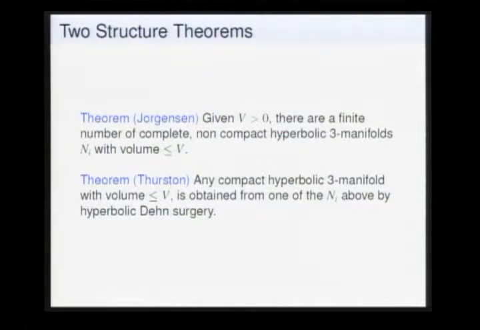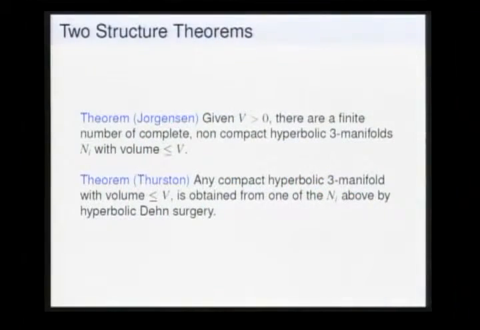Only a finite number. And then the theorem of Thurston says any compact hyperbolic manifold of volume less than or equal to V is obtained from one of these finite number by doing hyperbolic Dehn surgery. Hyperbolic Dehn surgery is considering the manifold N. An end of N is a cusp end. It's a 2-torus cross R plus. And hyperbolic Dehn surgery means you take out the non-compact end of that and you glue in a solid torus by a certain diffeomorphism of the 2-torus.